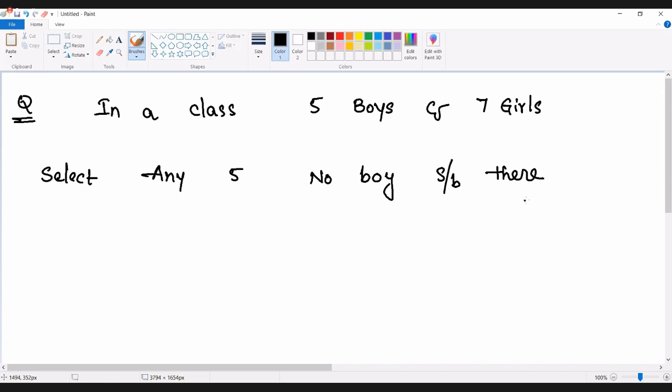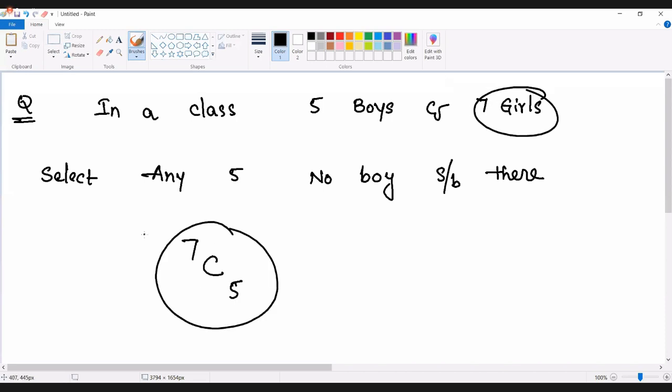Select any 5, no boy should be there. So out of the 7, choose only 5. Because no boy should be there means we have to choose the 5 members from only girls. So it can be done in 7C5. That will be the answer choice.